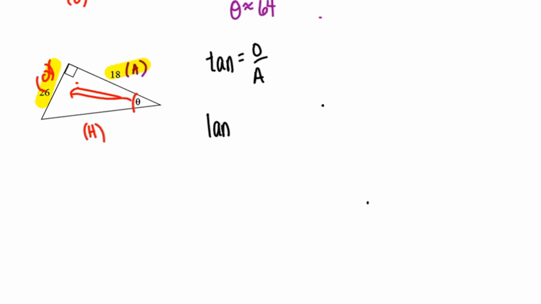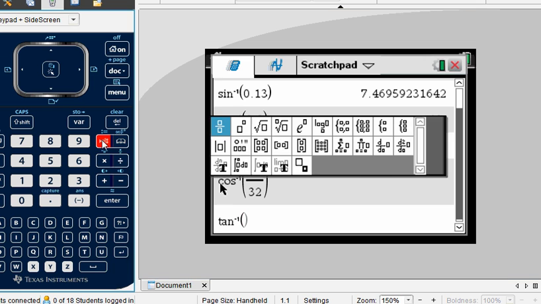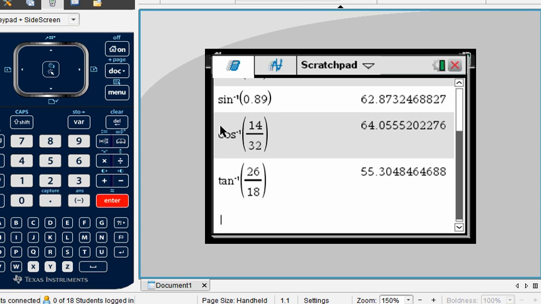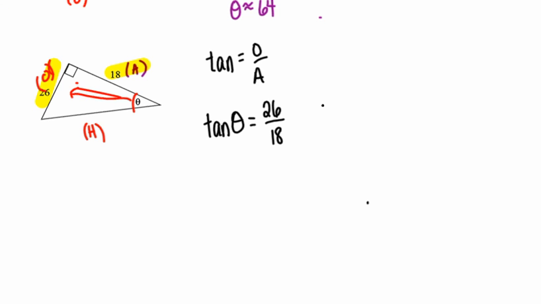So the tangent of which angle? Tangent of theta is the angle that I'm working with here. The opposite side, 26, over the adjacent side, 18. So again, I'm going to go grab my calculator. I'm going to type in inverse tangent. The fraction I want to take inverse tangent for is 26 over 18. And when rounded to the nearest degree, my angle is 55 degrees.